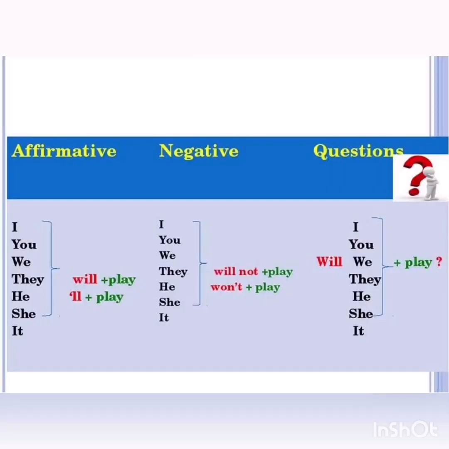To the pronouns like I, you, we, they, he, she, it, we add the auxiliary verb will plus verb, play. I will play. You will play. In a negative sentence, we add not to the auxiliary verb. You will not play. She will not play. In question form, we start the sentence with will. Will you play? Will they play?